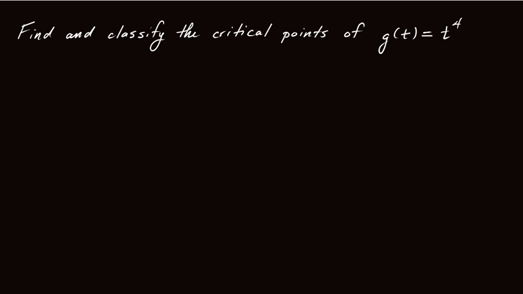Let's do one more example. Find and classify the critical points of g of t equals t to the fourth. Again, I find the critical points. I find the derivative first. g prime of t is equal to 4t cubed. And now I find out where is that 0? Where doesn't it exist? Well, it always exists. I can plug in any t, and I get out an output. So I want to check where that is equal to 0. Well, it's only 0 when t is equal to 0. So that's my critical point.